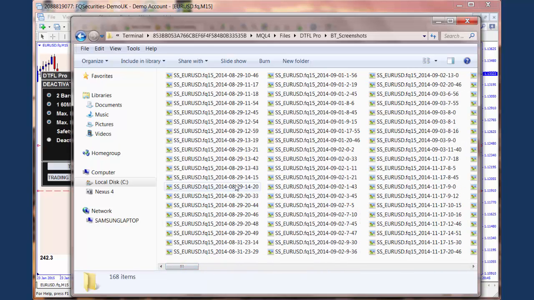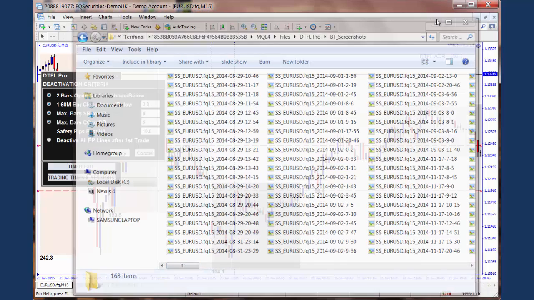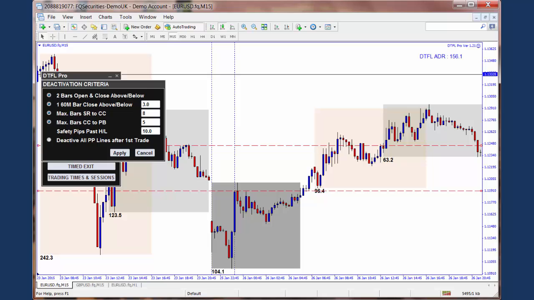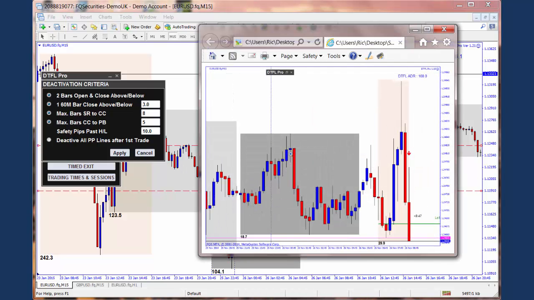It keeps adding to this file. These are only very small little images each one, so you will have to do some maintenance at some time and go in and delete them. But I've got a couple of examples which I can show you. Just shut that down.